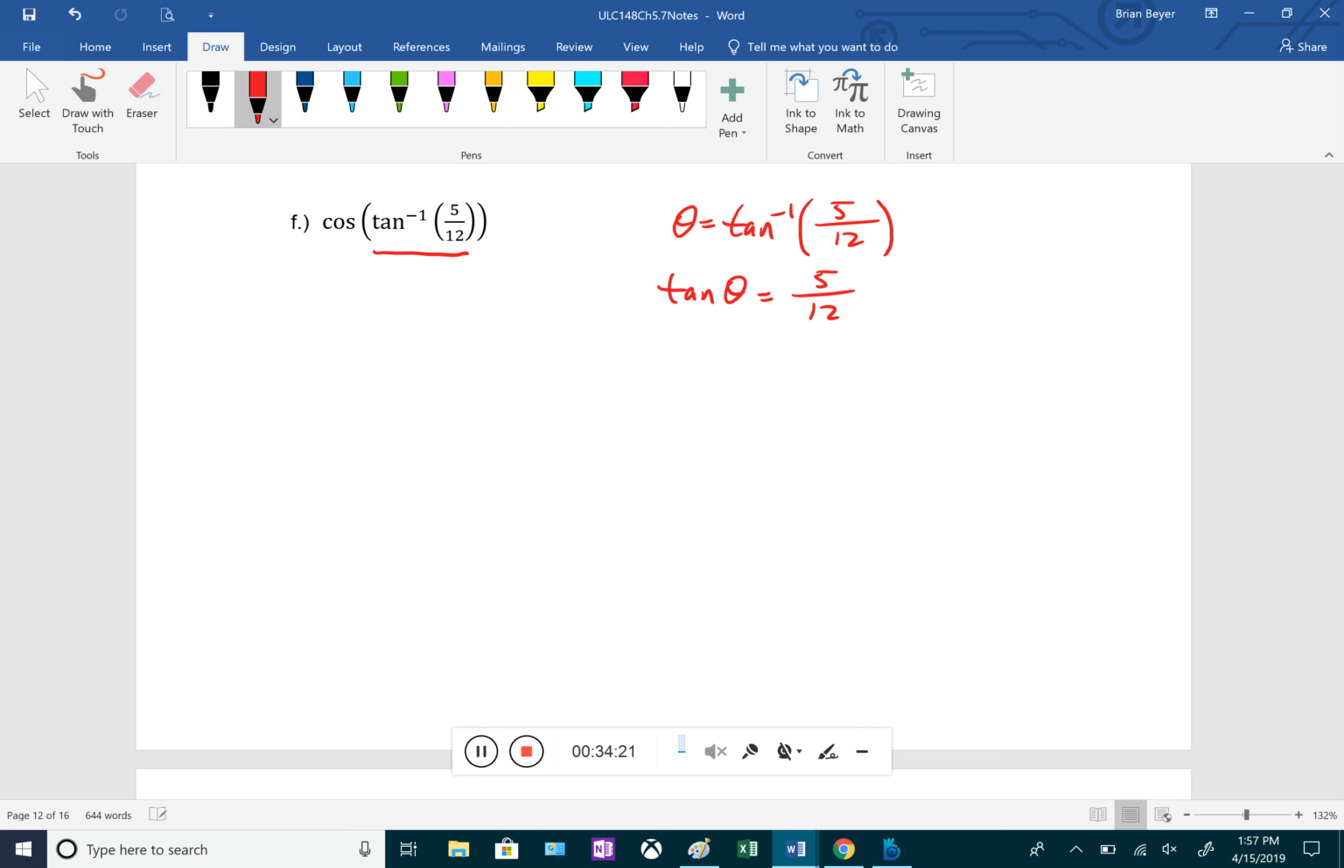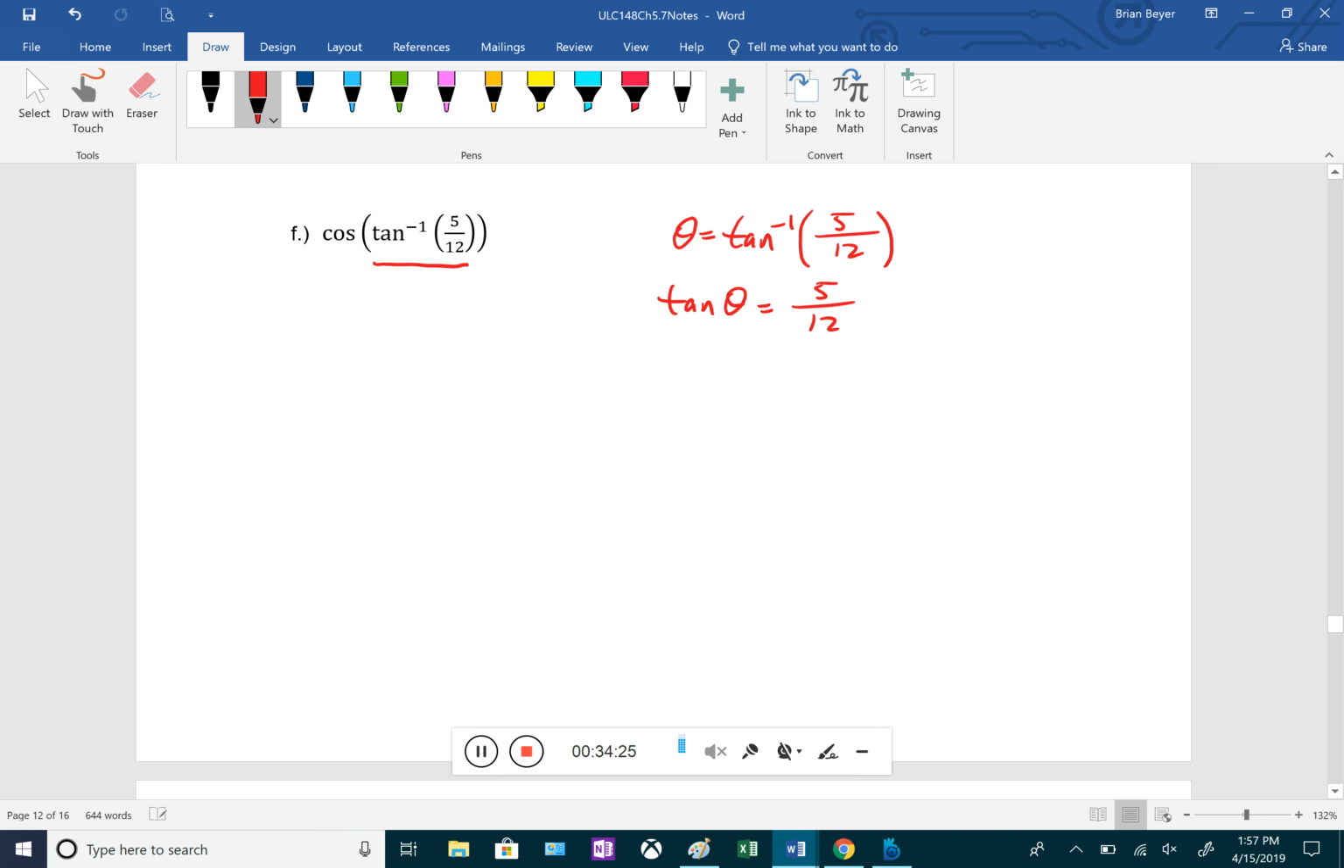Okay, so to figure out what quadrant we're in, it's a little bit difficult here. We have tangent of theta is 5 over 12, so this is positive. That means its tangent is positive in quadrant 1 or quadrant 3. So we know we're in quadrant 1 or quadrant 3.